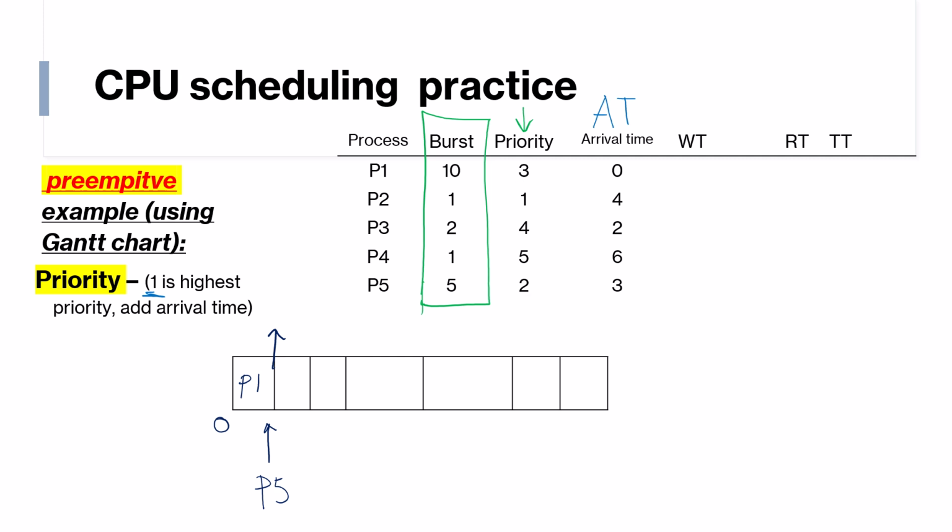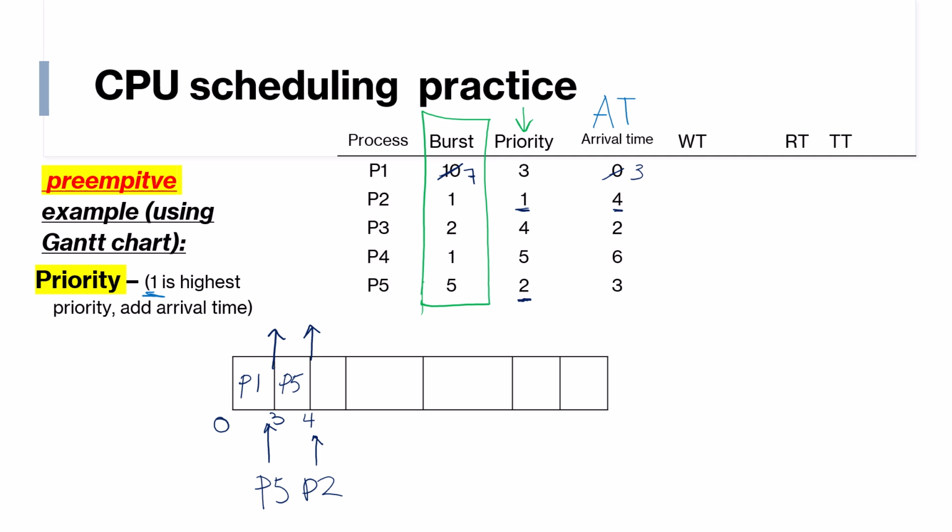So what happens when P1 gets kicked off? P1 has 7 time units of CPU burst left because it was able to do 3 of its time units, and it's going to have a new arrival time of time 3. So now P5 is going to get on the CPU, but P5 has a priority of 2, and P2, which has a priority of 1, is going to arrive at time 4. So P2 with a priority of 1 is going to arrive at time 4, and P5 is going to be kicked off.